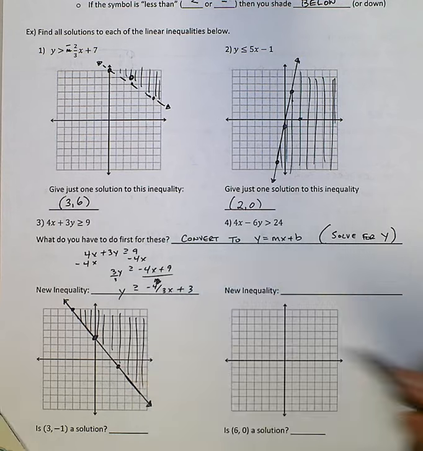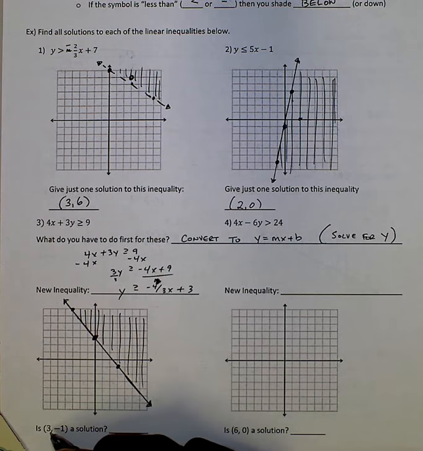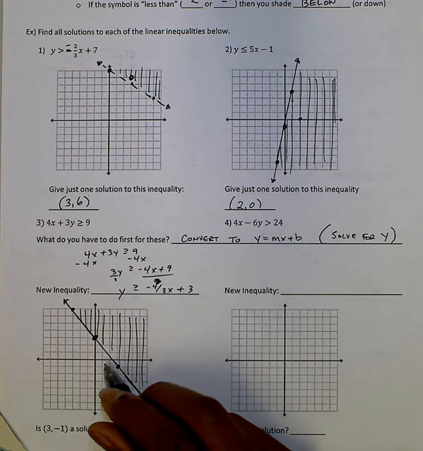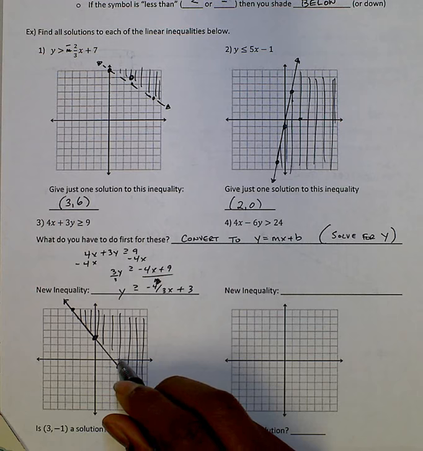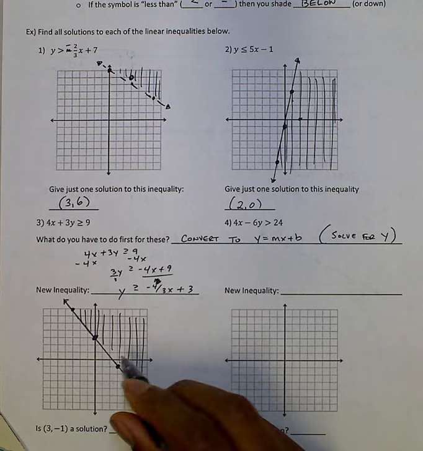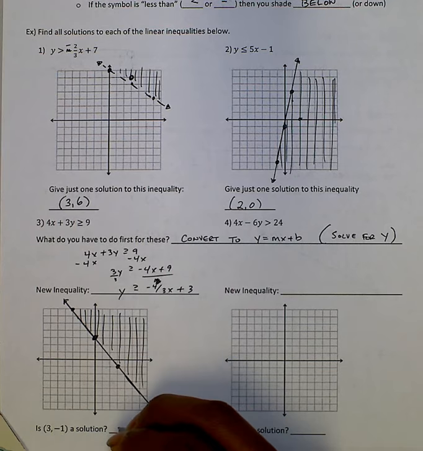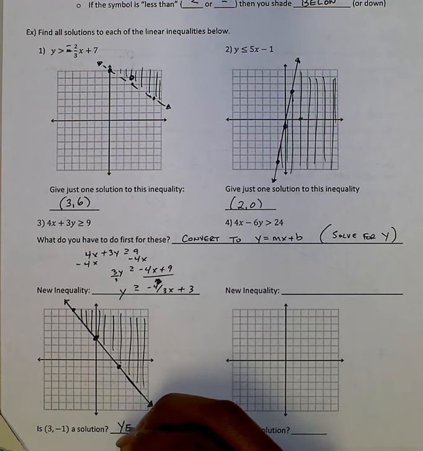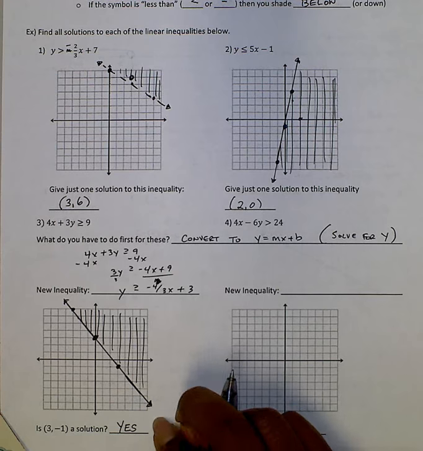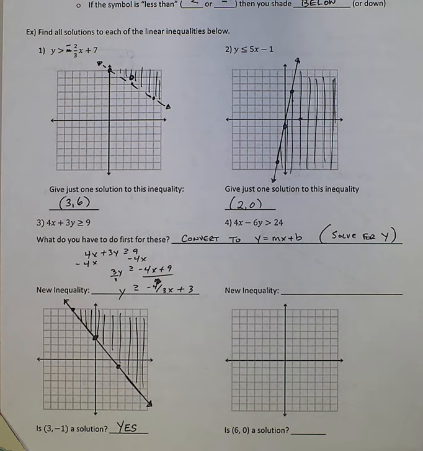Okay, and now the question, is (3, negative 1) a solution? 1, 2, 3, negative 1. Alright, it's on the line. Is (3, negative 1) a solution? Yes, the line is solid, so it is a solution. If the line was dotted, it would not be a solution.